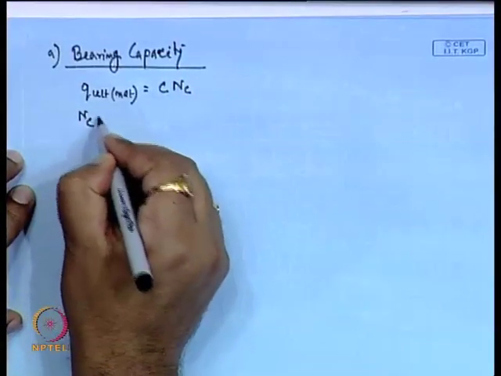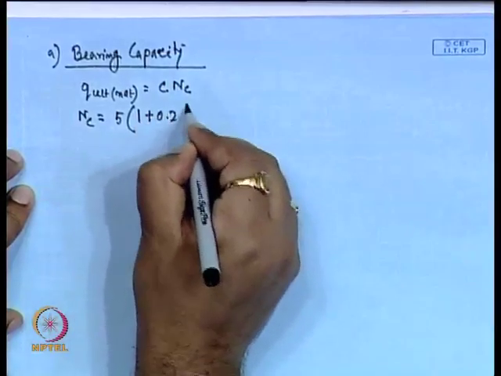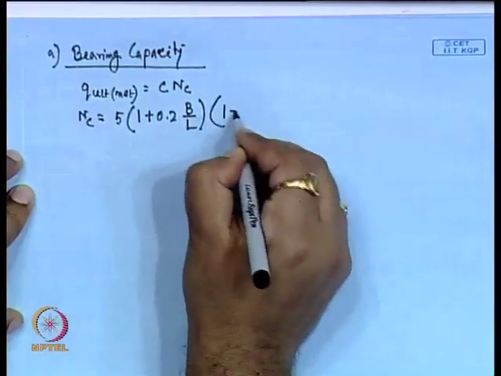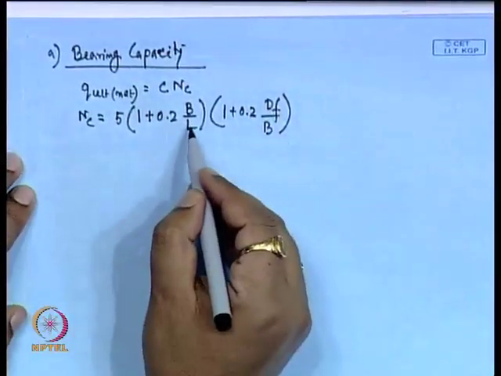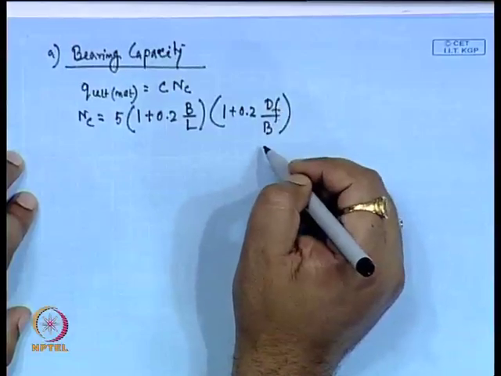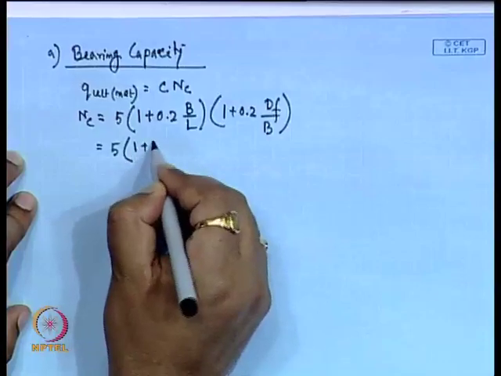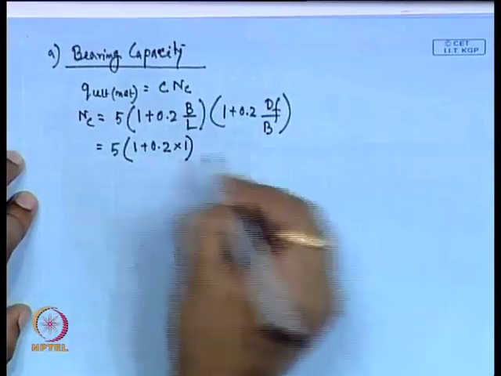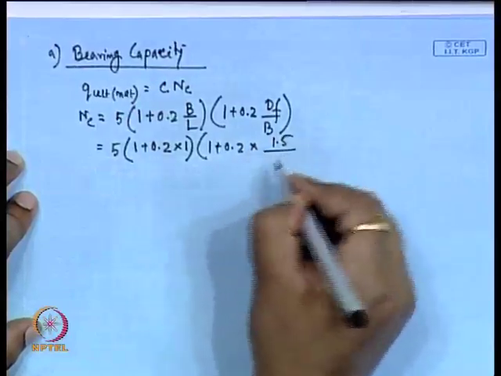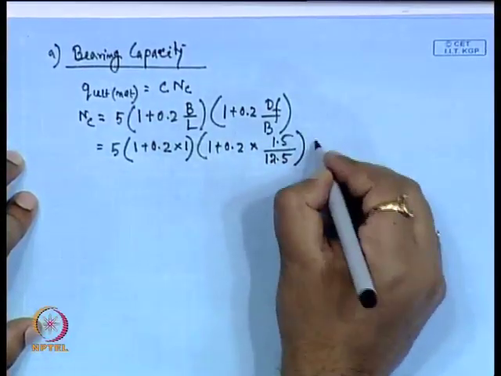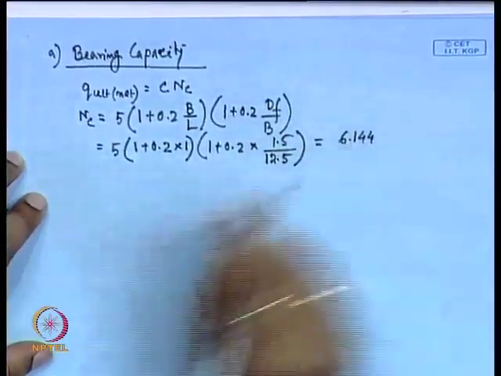Here the N C value we will get is 5 into (1 plus 0.2 B by L) into (1 plus 0.2 D F by B). Here B by L is 1, D F is 1.5, B is 12.5. So the N C value is 1 plus 0.2, this is 1, this is a square footing, plus 0.2 into 1.5 divided by 12.5. So the N C value is coming 6.144.